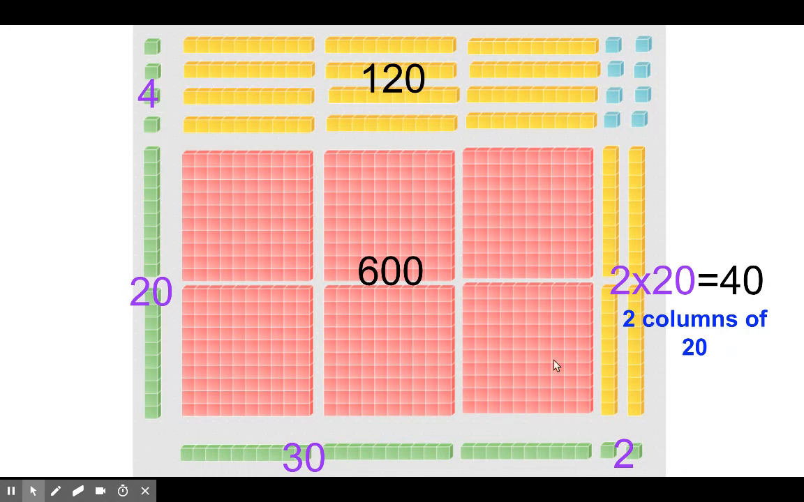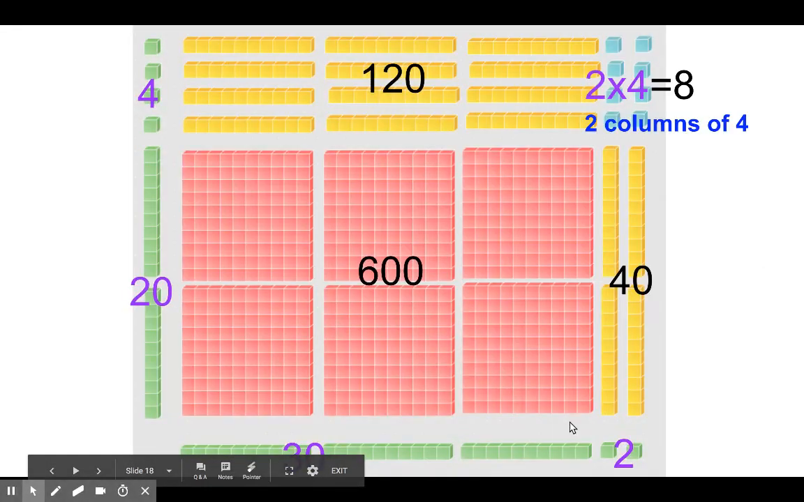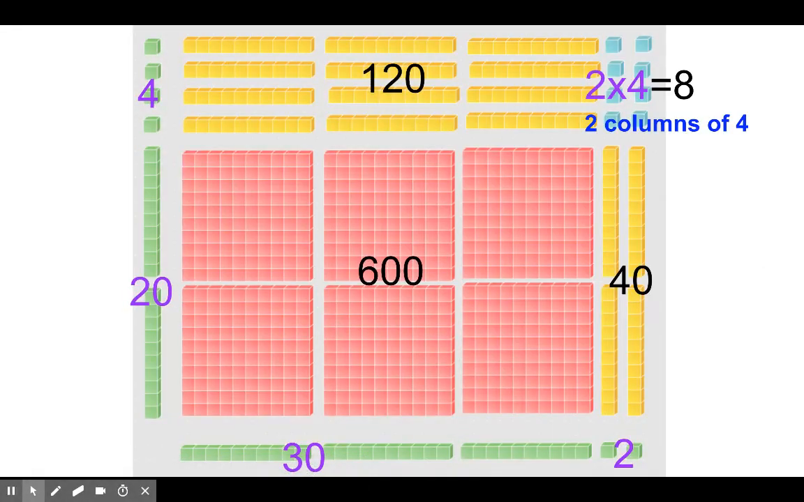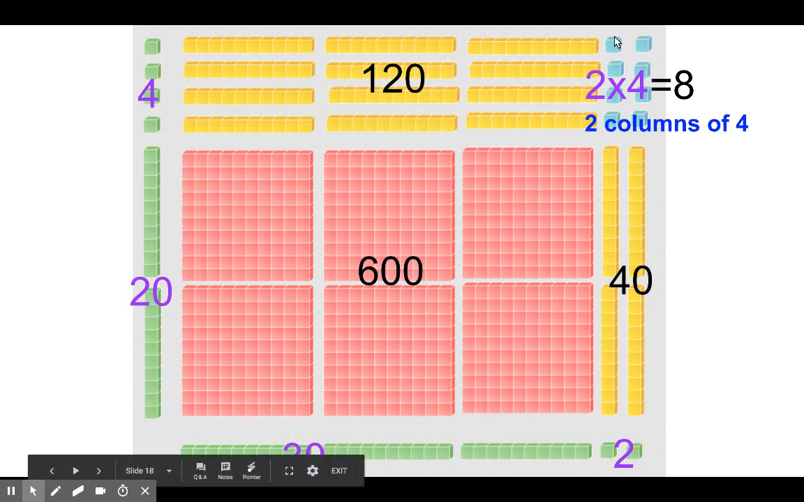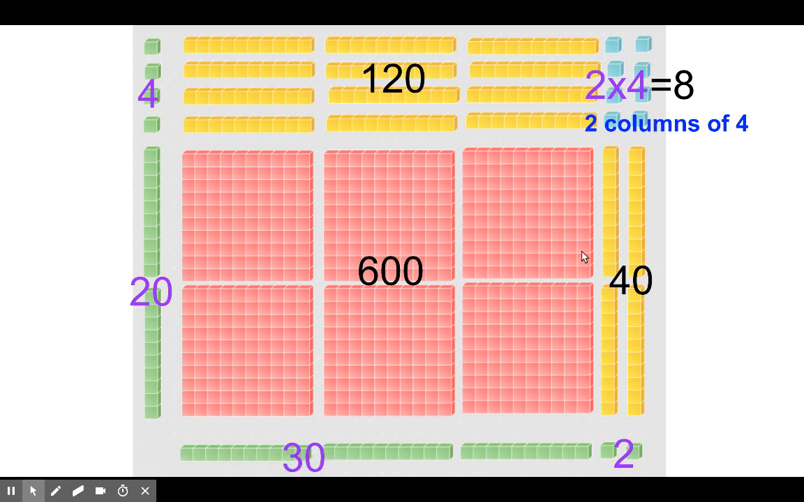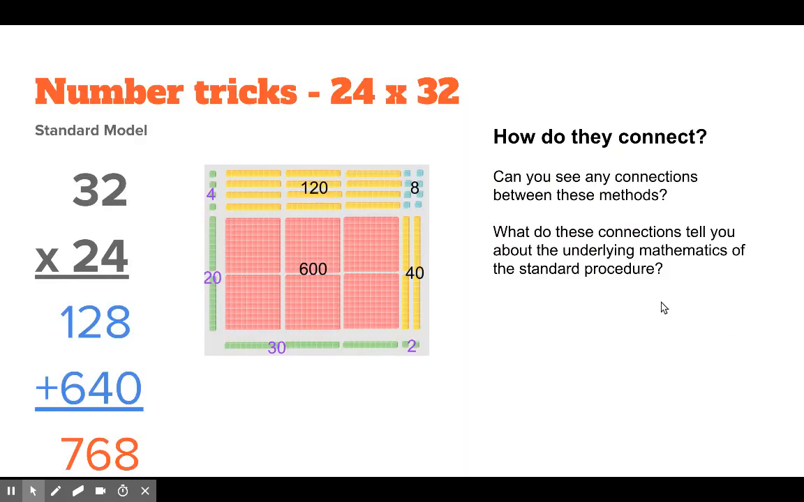2 rows of 20, which works out to be 4 tens, is 40. And 2 columns of 4 is 8. Or I can just count the units: 1, 2, 3, 4, 5, 6, 7, 8. All right, so that does tell me that if I just add the numbers together, that 600 plus 40 plus 120 plus 8 works out to be 768.